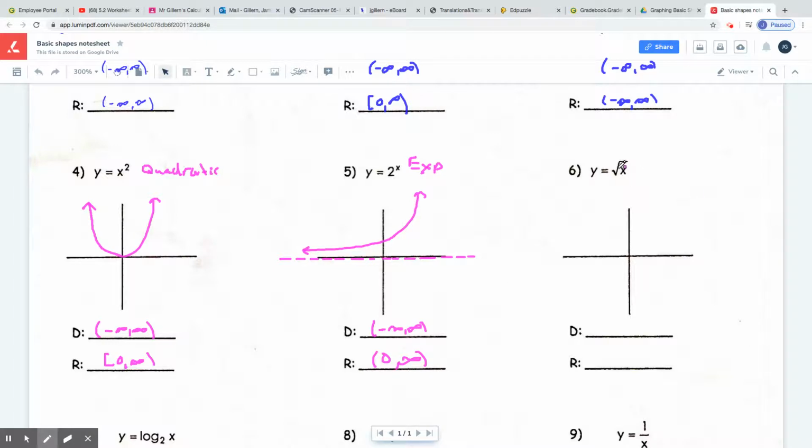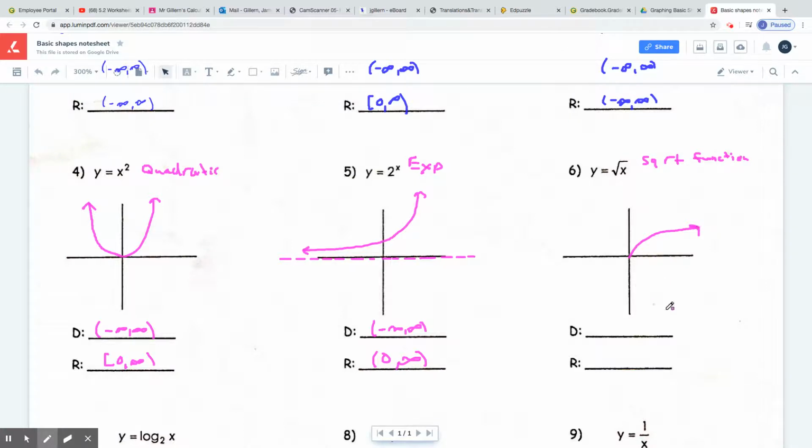Y equals the square root of x. I don't think we've done this this year. This is obviously a square root function. What this looks like is basically, when we get into graphing these, we're going to talk about starting points. It's basically half of a sideways parabola. In this case, it's going to start at 0, 0 and just goes like that. That is what the square root function looks like.